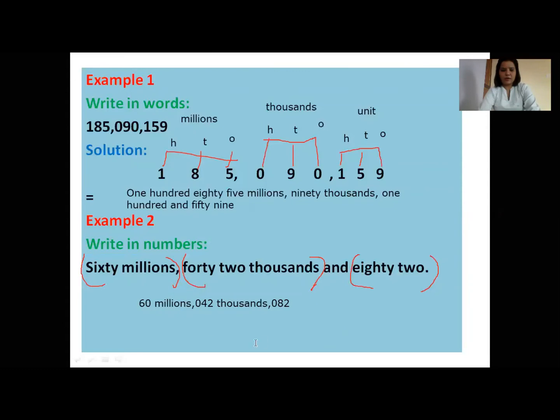Now we can write the number as 60,042,082. While giving the comma, let me just put some space here. This is easy for us to put the comma.